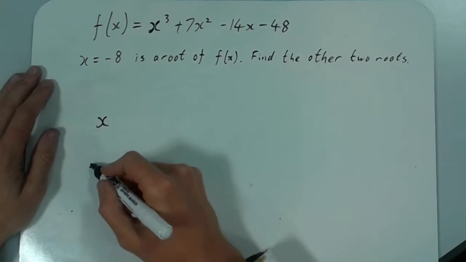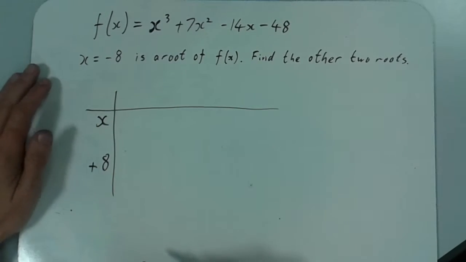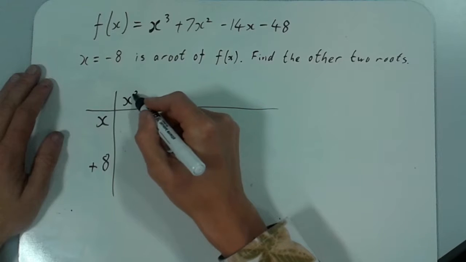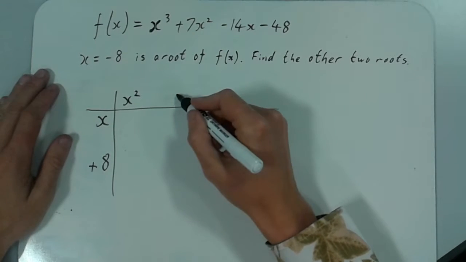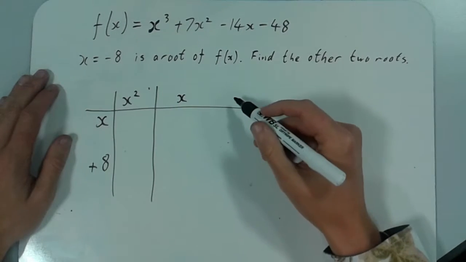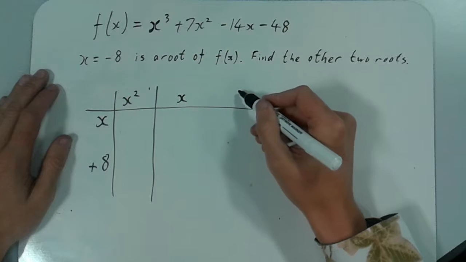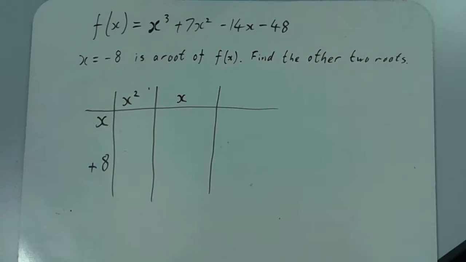So I'm going to put my x and my plus 8 here, and I'm basically going to create a multiplication grid. So I know I've got x squared, some number of x's, don't know how many yet, and some constant. But again, I don't know what that constant is yet, so I'm going to leave it blank.